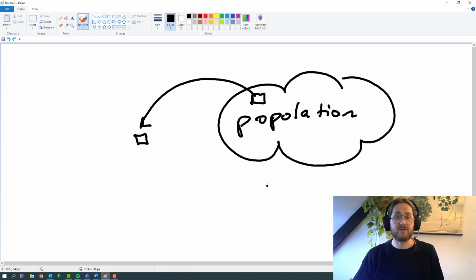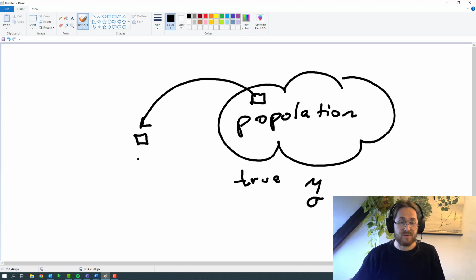Within our populations, there are some values that we call true. They could be the true mean, depicted by the Greek letter mu, or the true standard deviation. We want to know those values, but we will never know the true values, so we take samples to try and understand them. That gives us our sample mean, X bar, or S for the sample standard deviation. That's the difference between these two.